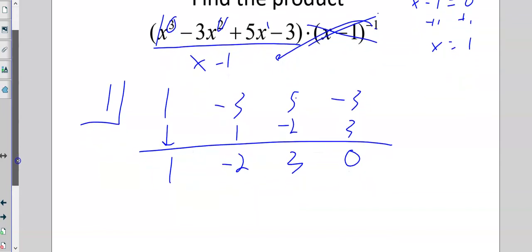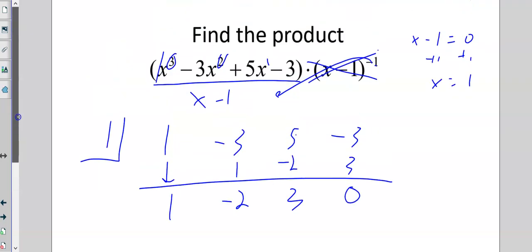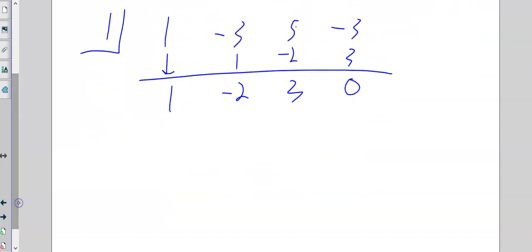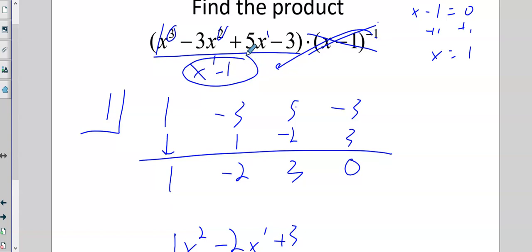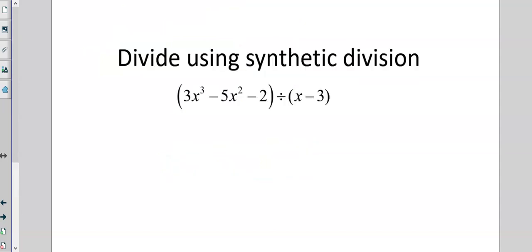Okay? So it says find the product. We're really dividing because it's a negative exponent. So again, we start off with x cubed and divide by x to the 1. That means we're going to start with 1x squared minus 2x to the 1 plus 3, and this is a remainder of 0. That means x minus 1 is a factor of this polynomial. X minus 1 times this will give us that polynomial. Okay, same thing. Another way of writing it, it's all the same thing.